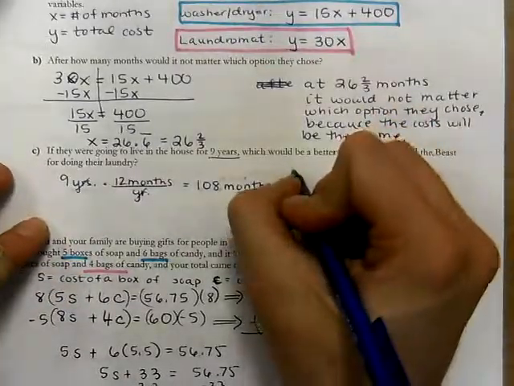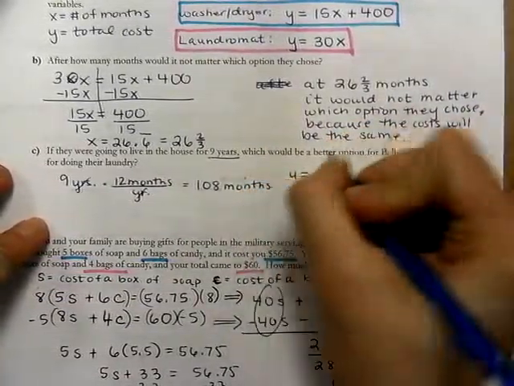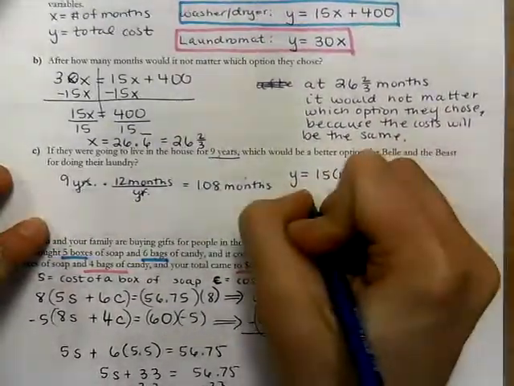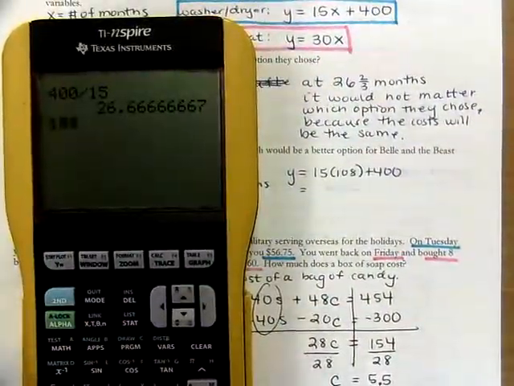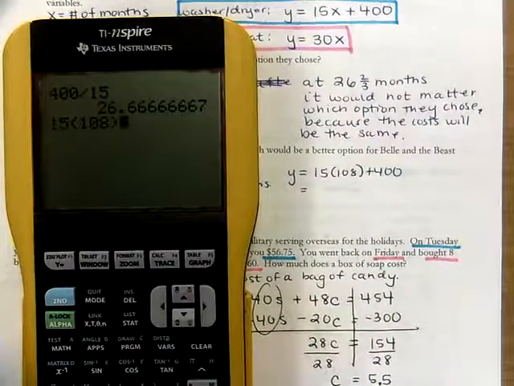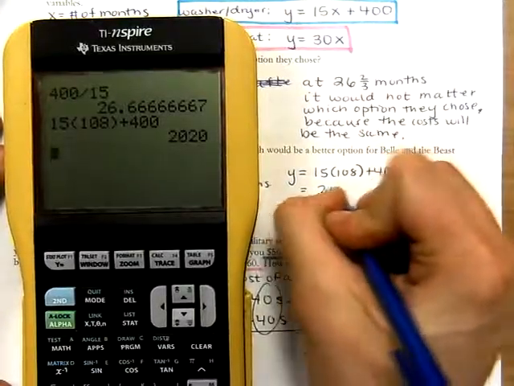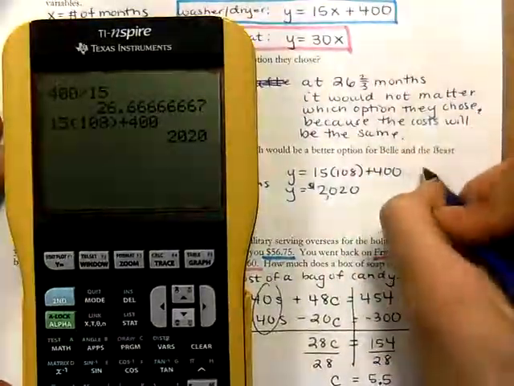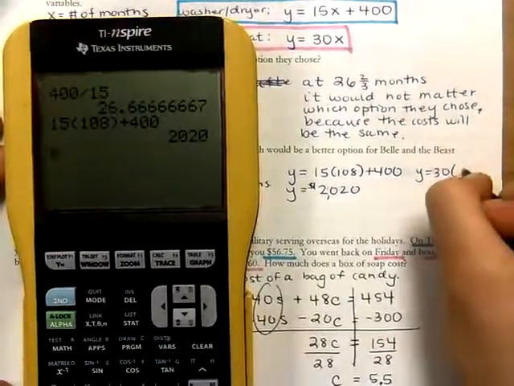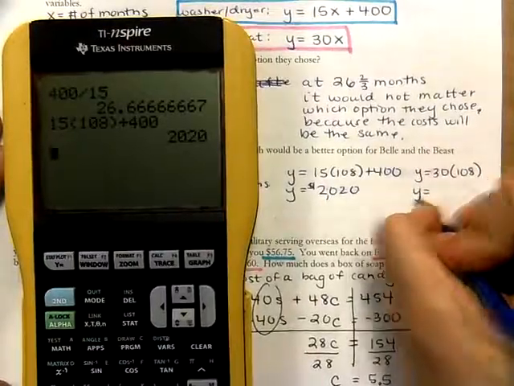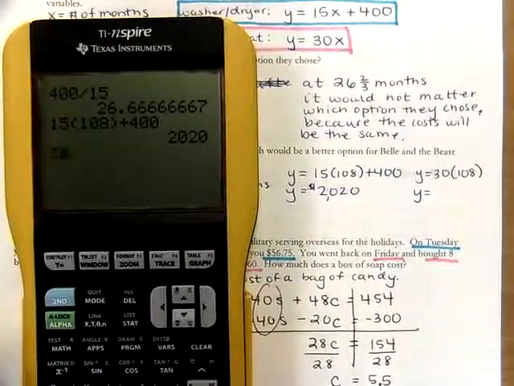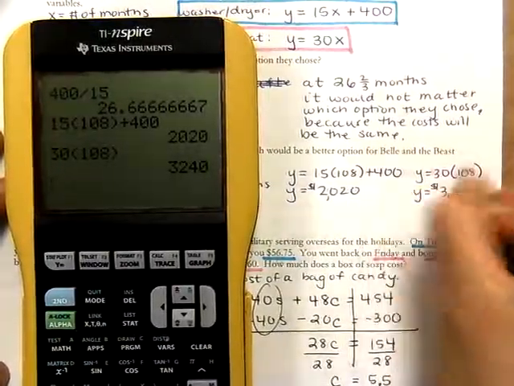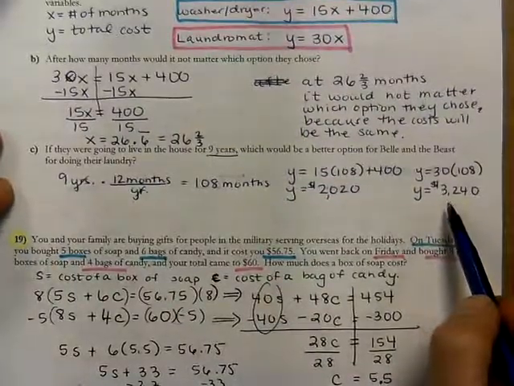If we want to check our work, we could substitute in and see the work for each. So for the washer and dryer, it'd be 15 times 108 plus 400, which is equal to $2,020. Ooh, that's a lot of money on laundry. Okay, versus here, y equals 30 times 108. If I go to the laundromat for 108 months, 30 times 108 equals $3,240. So we can see we will definitely spend more money if we go to the laundromat.